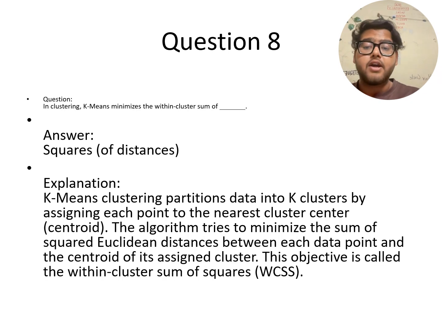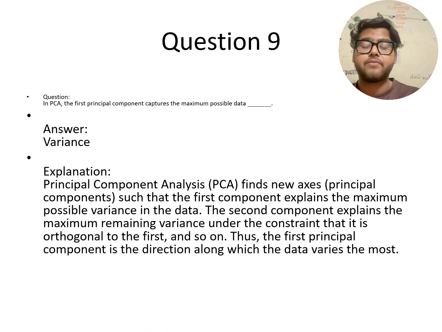Eighth question. In clustering, K-means minimizes the within-cluster sum of. So the answer is squares. K-means clustering partitions data into K clusters by assigning each point to the nearest cluster center.